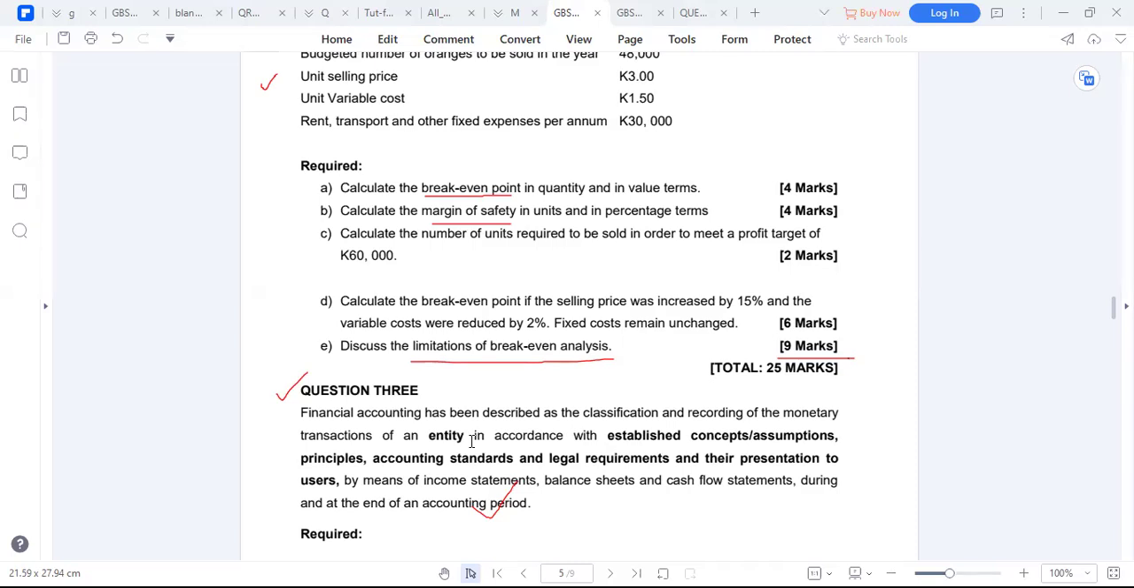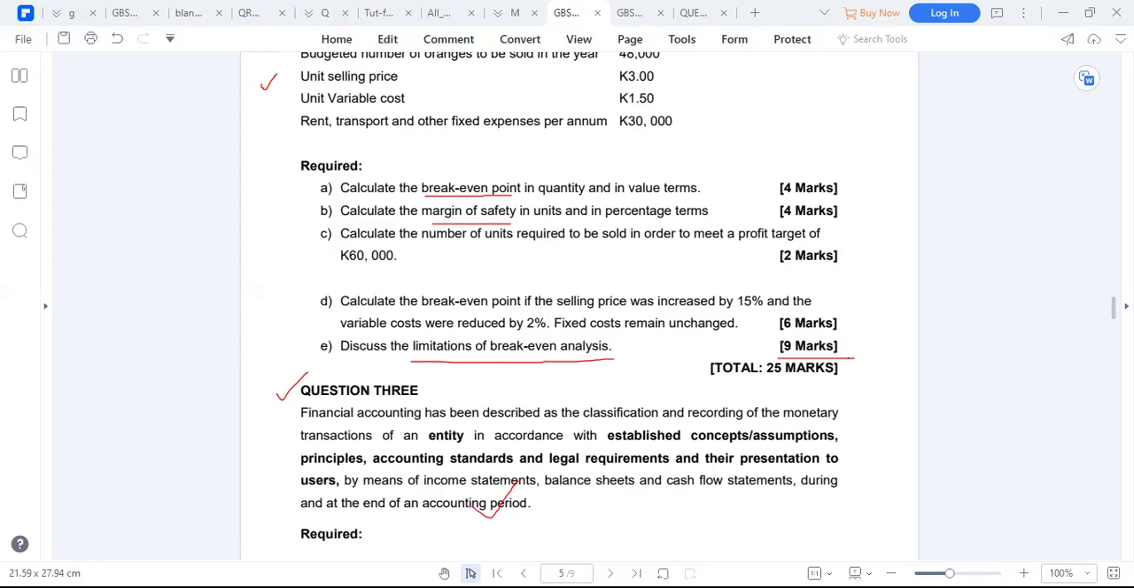So this is an important topic all in all, because it's a valuable tool for businesses to understand their cost structure, to assess their profitability, as well as to make informed decisions. So we can now start doing the calculations. We're going to look at the break-even point, part A, in terms of quantity, and break-even in terms of value.